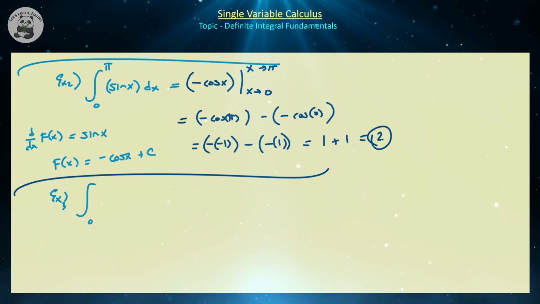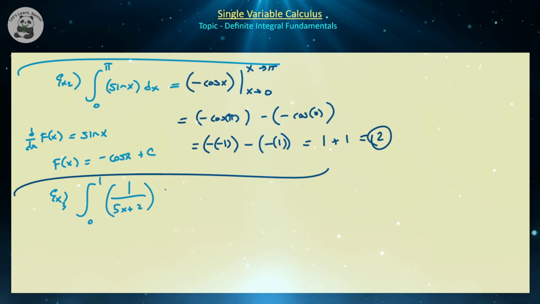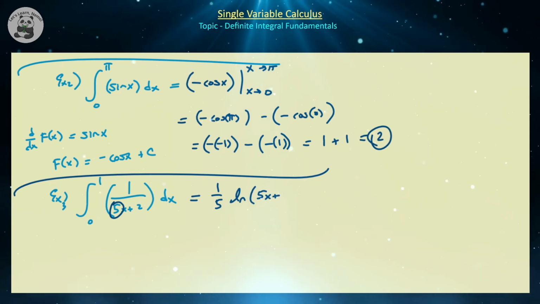Suppose we have the integral from 0 to 1 of 1 divided by 5x plus 2 dx. So we have 1 divided by a linear function, and we know that logarithms will generate such things. Now that 5, via the chain rule, needs to be eliminated, so we need to bring in a 1 over 5 there. So 1 over 5 times the natural log of 5x plus 2, plus c, would be the antiderivative of 1 over 5x plus 2.